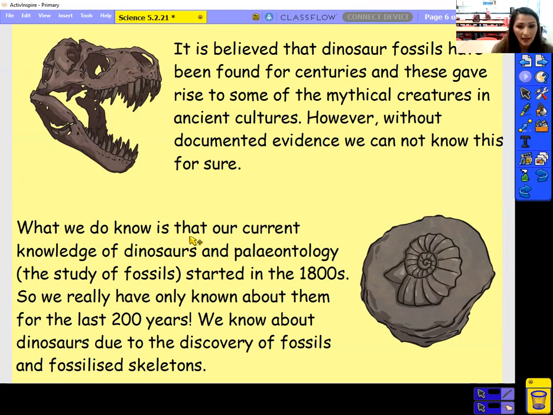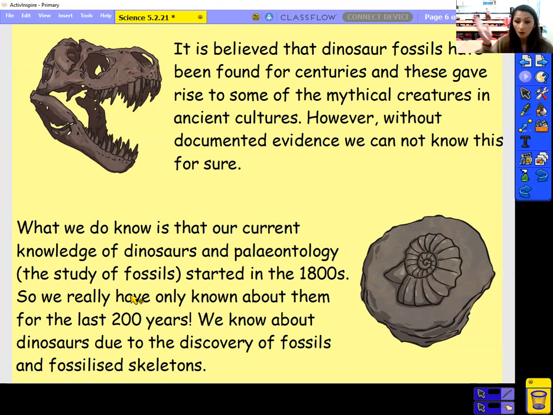What we do know is that our current knowledge of dinosaurs and paleontologists started in the 1800s. Now a paleontologist is a doctor who studies dinosaurs, they study fossils, okay? So we've really known about dinosaurs for the last 200 years. We've only become aware of dinosaurs for the last 200 years. We've been finding their fossils for over 200 years.